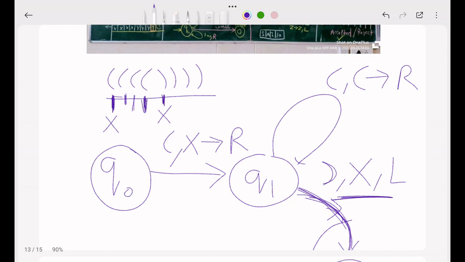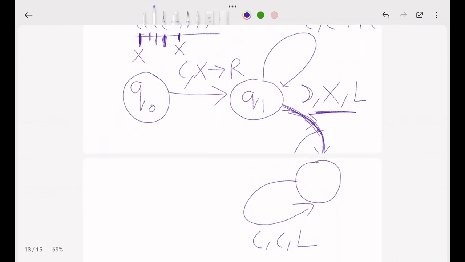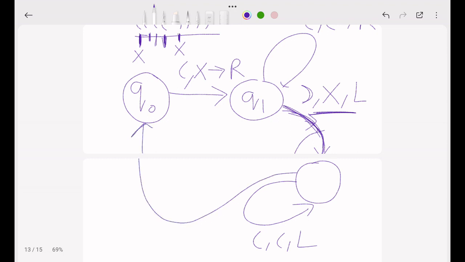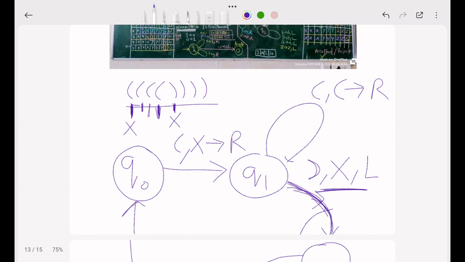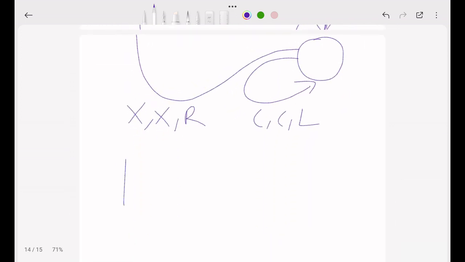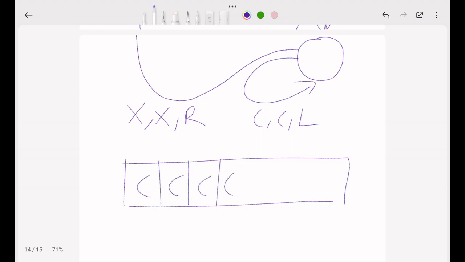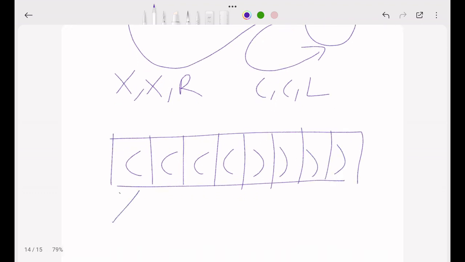Now whenever x is coming, x is replaced by x and move right. So at first what you did, I will write here if you are not able to understand: 1 2 3 4 5 6 7 8. This I replace by x and this also I replace by x. I move left, I move left, I move left. Now x is coming, x replaced by x, move right.